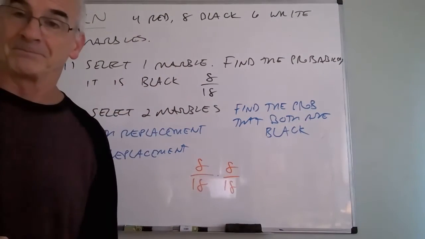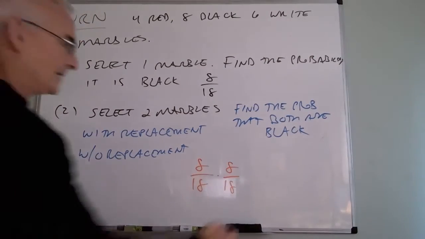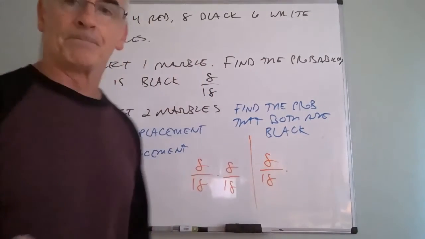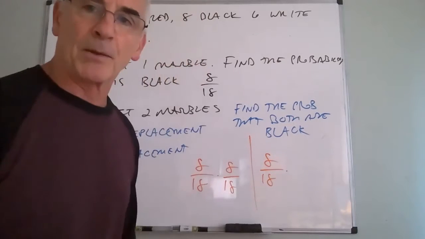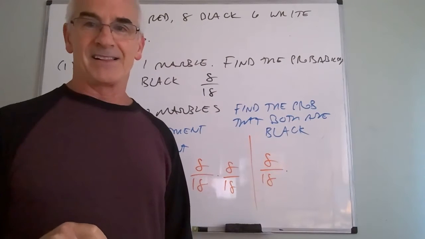That's my answer. Now, in the second case, I pulled the marble out, I looked at it. It was black. Now I'm putting it back in. Excuse me, I'm not putting it back in. Sorry, I'm setting it aside. What's the probability the next choice is also black? 7/18.